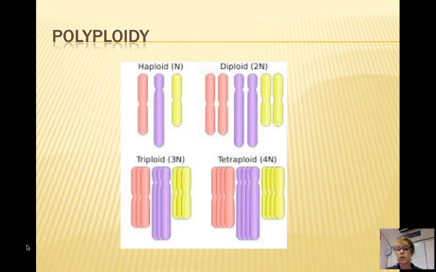Polyploidy is when chromosomes don't separate normally during mitosis or meiosis. It is the nondisjunction of all chromosomes. It results in multiples of chromosomes, so you can get a 3n, a 4n, a 5n. This is commonly found in plants, and it's actually chemically induced by plant breeders to produce larger fruits and flowers. It is always fatal in animals.